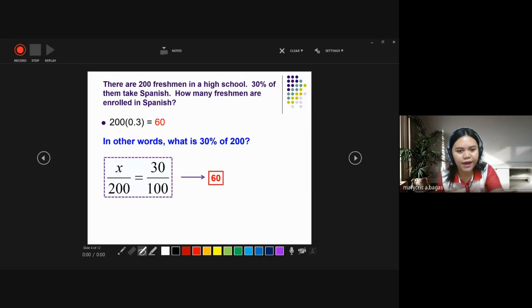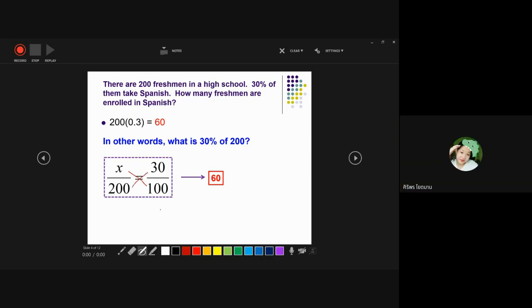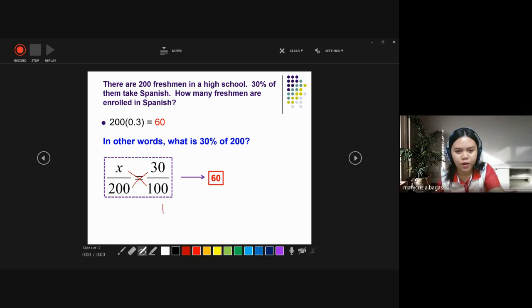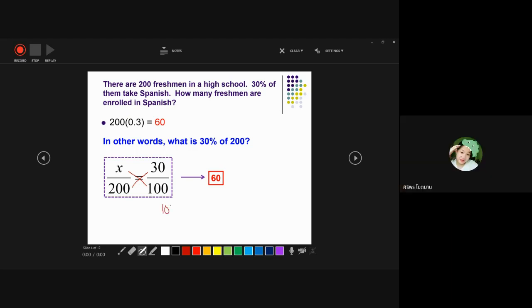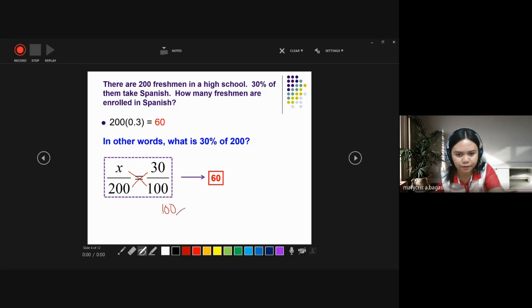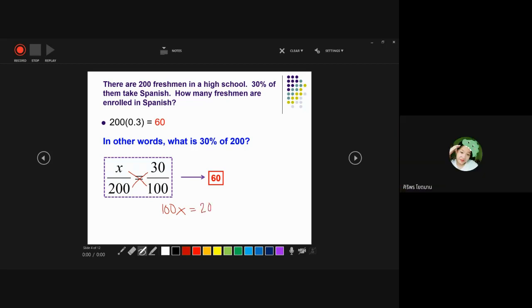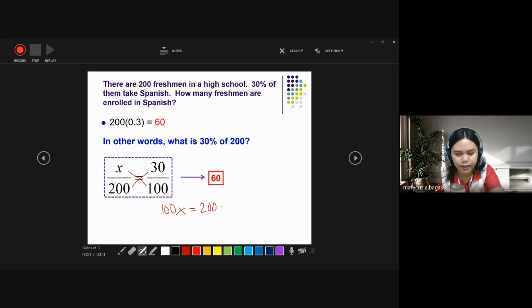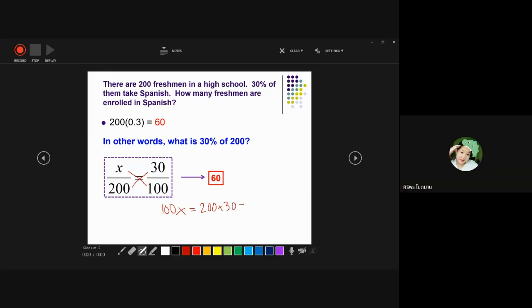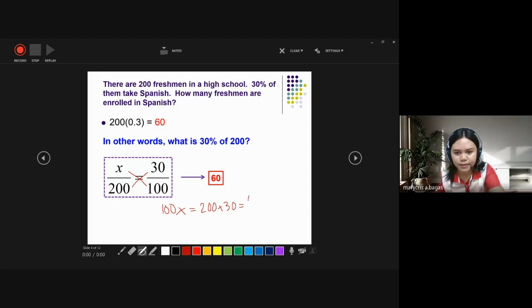So 200 is our base. There are 200 freshmen. And then our percent is 30. So we're going to have 100 times x equals 200 times 30. So 200 times 30 is 6,000.